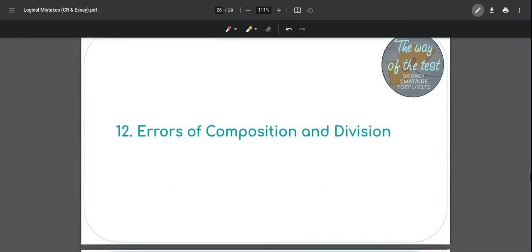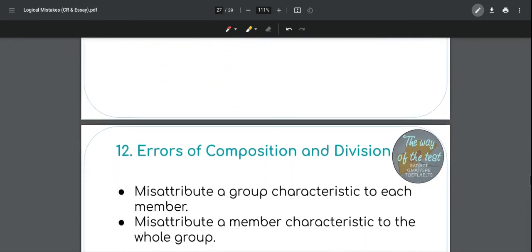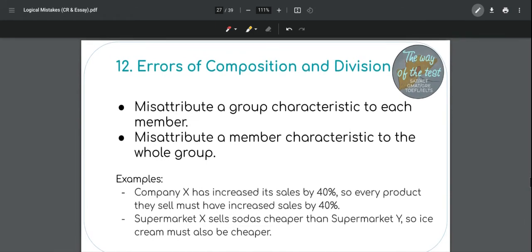Okay, the 12th mistake, errors of composition and division. We're going to see how this works. Again, it's very similar to generalization. The first mistake is that we misattribute a group characteristic to each member. We take something that the group as a whole has and attribute it to an individual. The second one is the reverse: we take a characteristic that a member has and attribute it to the whole group. You're going to see how this works.